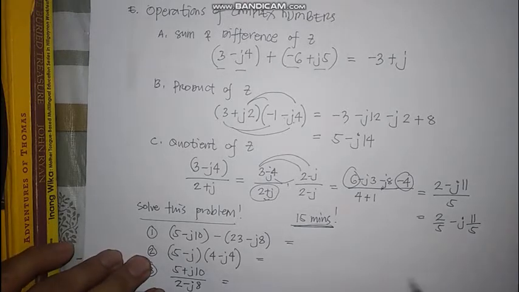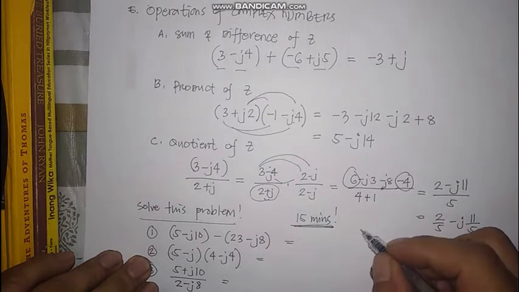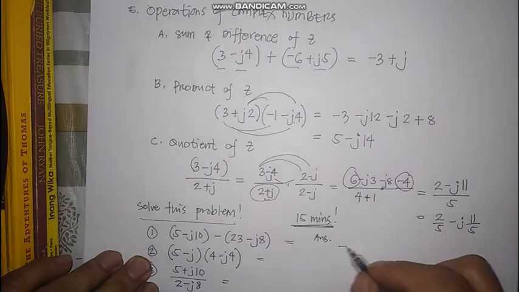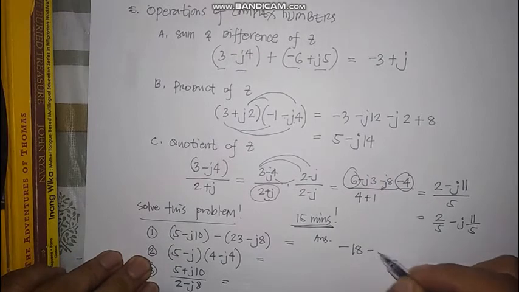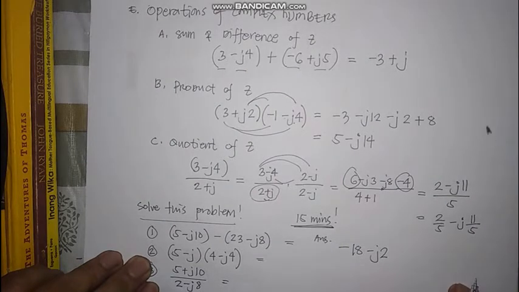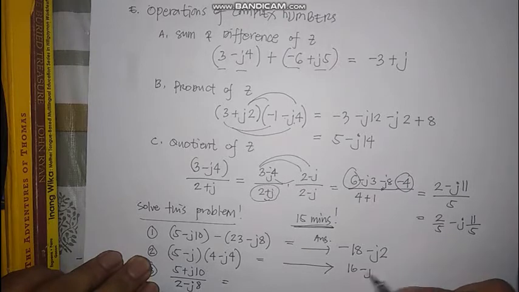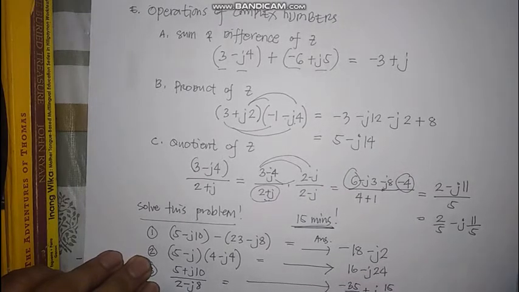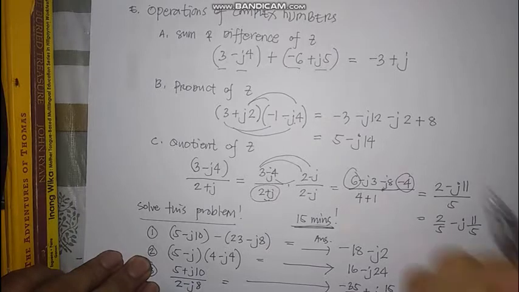All right. Are you done? So these are the answers for the problems. For problem number 1, you have minus 18 minus j2. For problem number 2, you have 16 minus j24. For problem number 3, you have minus 35 over 34 plus j15 over 17. Did you get it right?